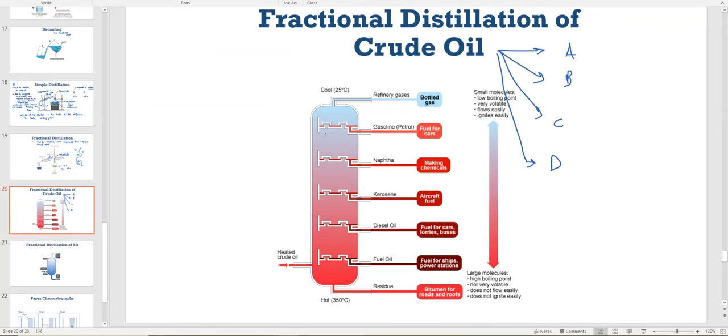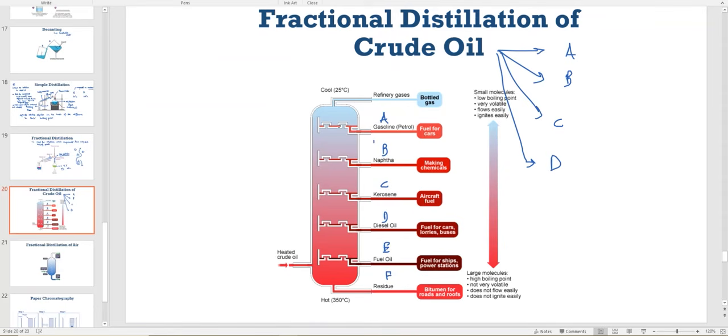So how does it work? We feed the crude oil inside the fractionating column, where it will be heated, and all the components will be separated on the basis of their boiling point. The component with the lowest boiling point will evaporate first and will exit from the top of the fractionating column. So let's say A, B, C, D, E and F. A will have the lowest boiling point.